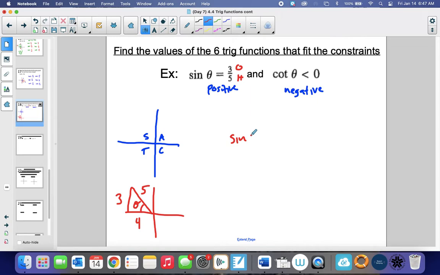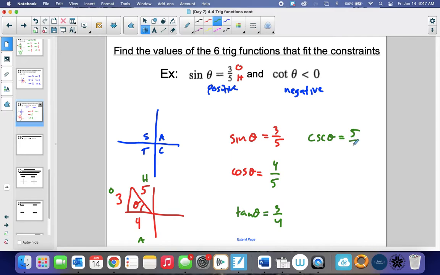So you would do your sine theta, which they already told you is 3 over 5. Cosine theta, we've got opposite, hypotenuse, adjacent, so it would be 4 over 5. Tangent is opposite over adjacent, so 3 over 4. I probably don't need to be doing all of these for you, but I've already started, so I'm just going to finish it. Cosecant, secant theta is 5 over 4, and cotangent theta is 4 over 3.